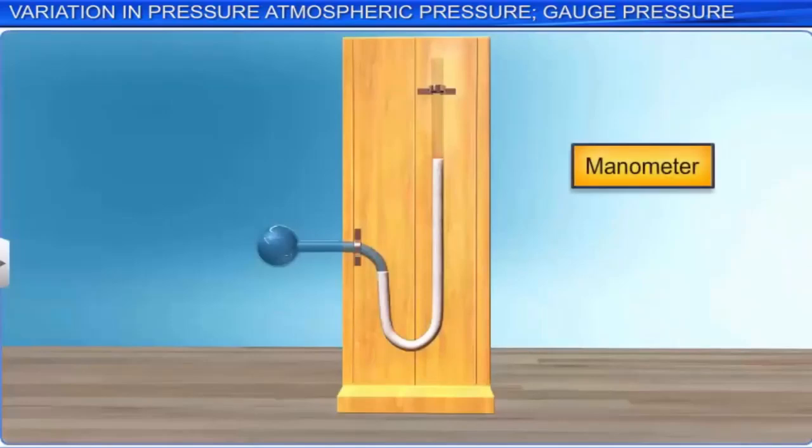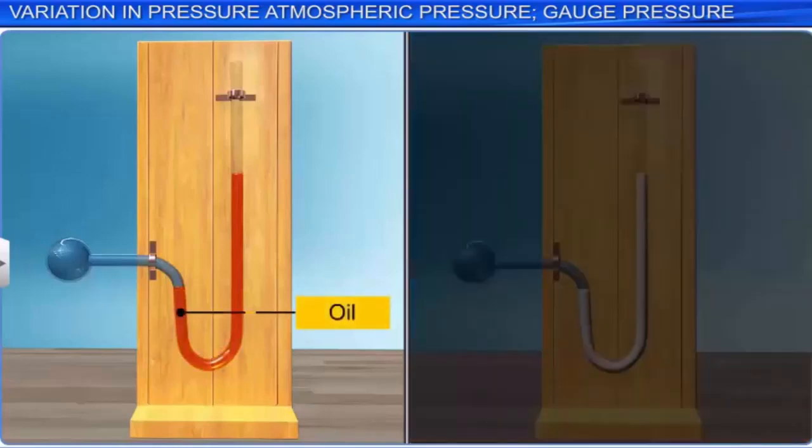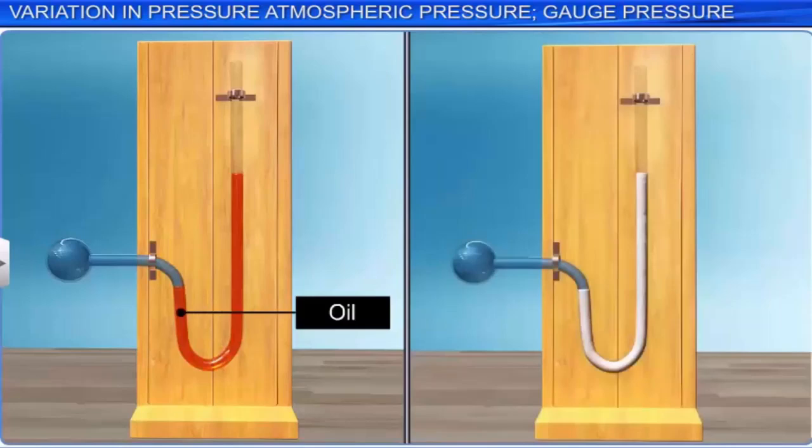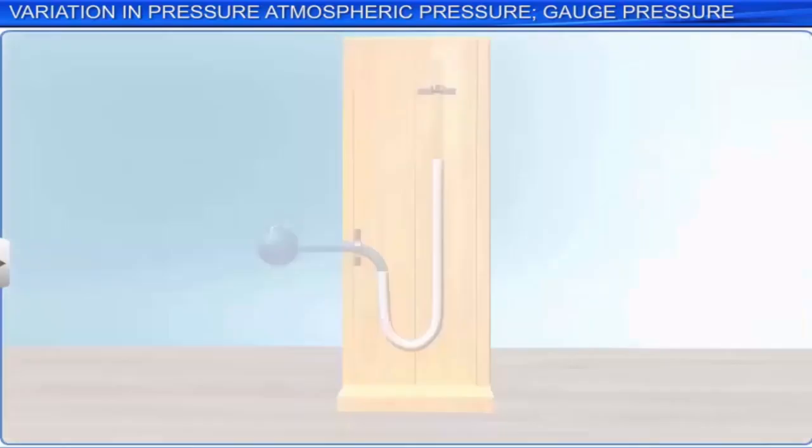The pressure P at point A is equal to pressure at point B, which is P equals Pa plus rho hg, where rho is the density of the liquid, g is the acceleration due to gravity, and h is the manometer height, which is the difference in the height of the liquid in both the limbs of the manometer.